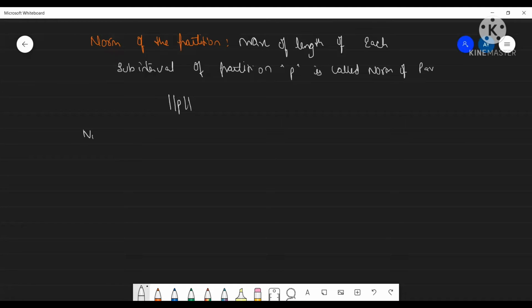Note point: summation R equals 1 to n of delta R is equal to B minus A. In the previous slide, I told you delta R is denoted like this, like length. If A comma B is there, how will you write the length? Delta is equal to B minus A. So that is what they wrote. This is an important note point.